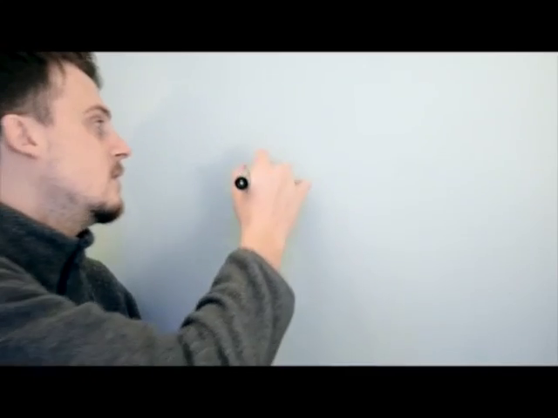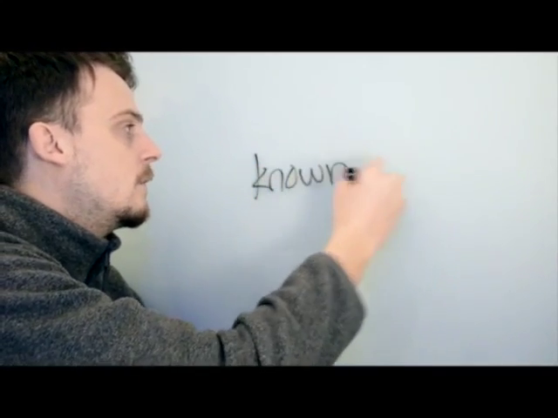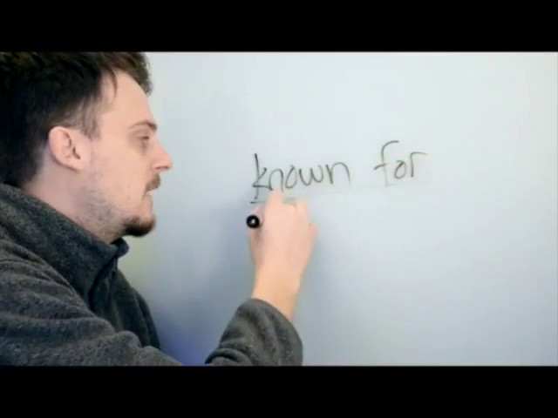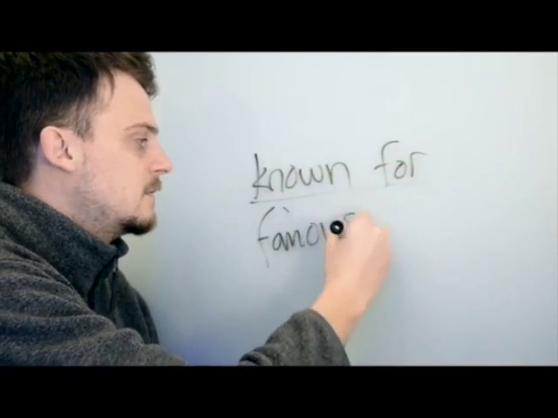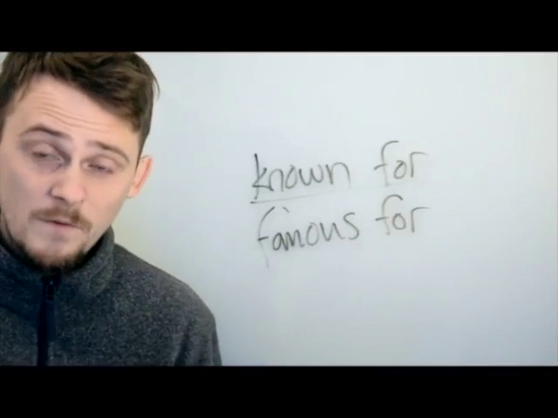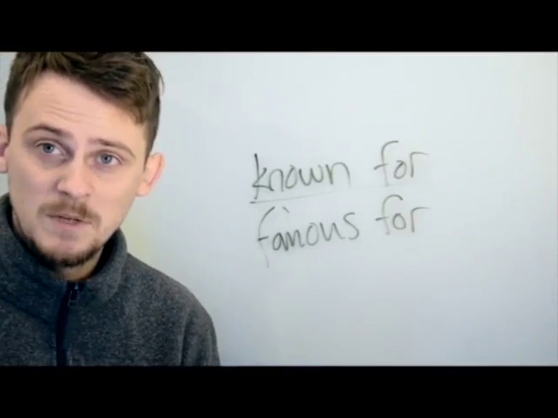All right, here's another example. Steve Jobs, the person who started Apple, was known for being an intense businessman. So some businessmen are very relaxed and everybody feels very comfortable around them. But Steve Jobs was known for, same as famous for, was known for being an intense businessman.